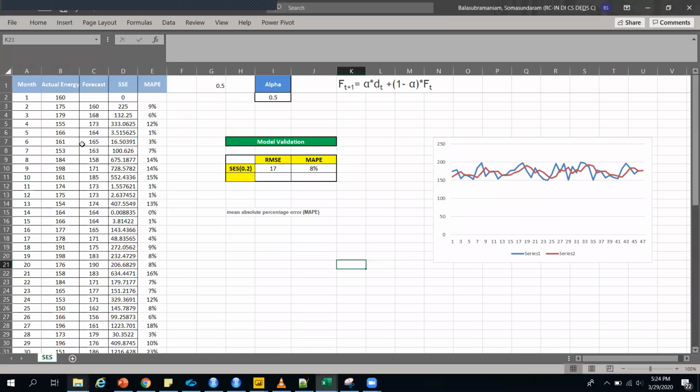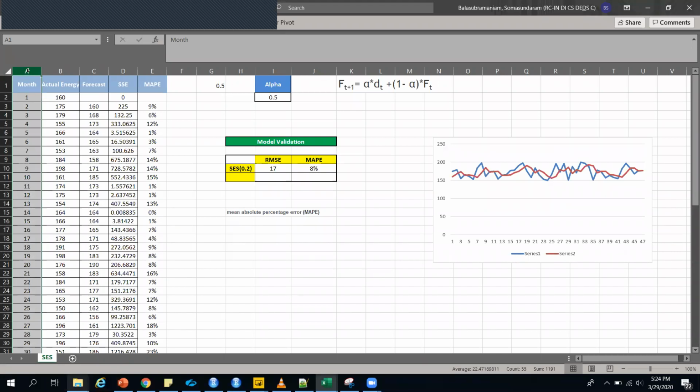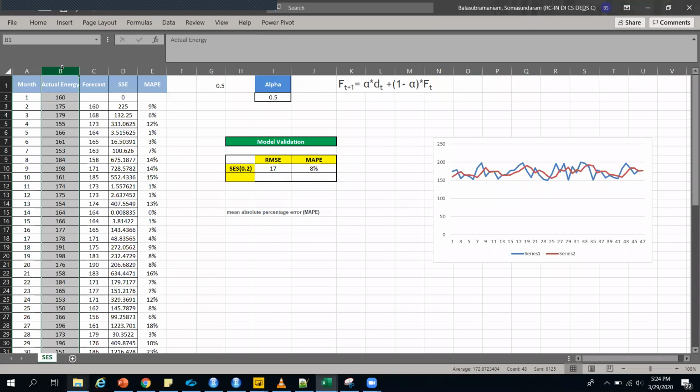Okay, so here column A is my month. Column B is my energy, that is the actual energy taken for the particular month. C is the forecast I'm making, and D is the squared error. Why squared? Sometimes the error will be plus, sometimes it will be minus. The error is nothing but the difference between the actual and the forecast. Okay, and the squared error is nothing but the error squared. I am just squaring it so that even if it is negative, I get the absolute error value.